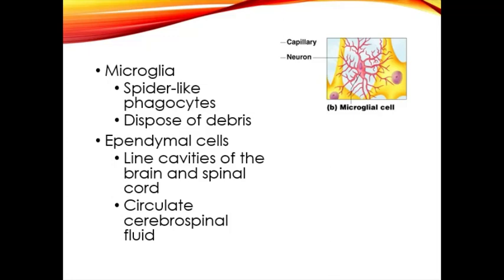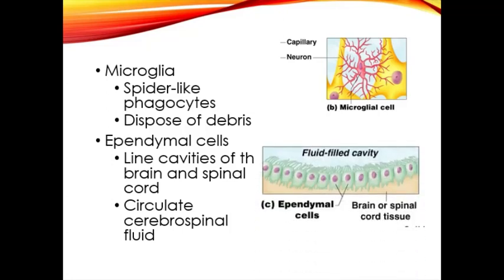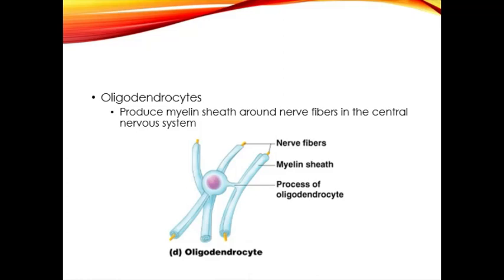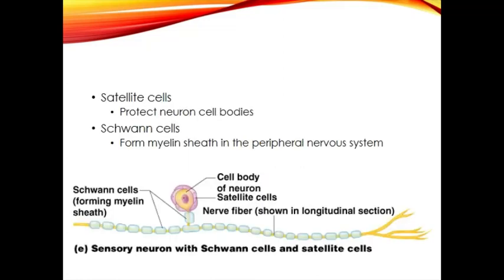Ependymal cells, sila yung nag-circulate sa cerebrospinal fluid. Makita nyo may mga hair dyan. Sila ang reason kaya nagpo-flow yung CSF. We have the oligodendrocytes, sila ang nagpo-produce ng myelin sheath, no? Oligodendrocytes, ayan. And satellite cells, pinoprotektahan niya yung neuron cell bodies. Schwann cells, no? Also forms myelin sheath in the peripheral nervous system.